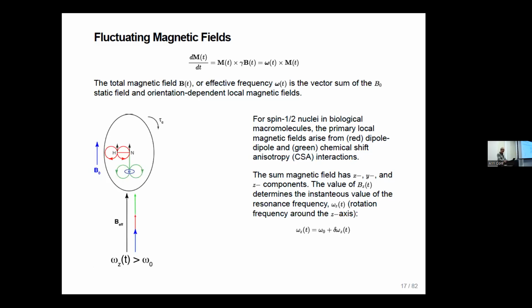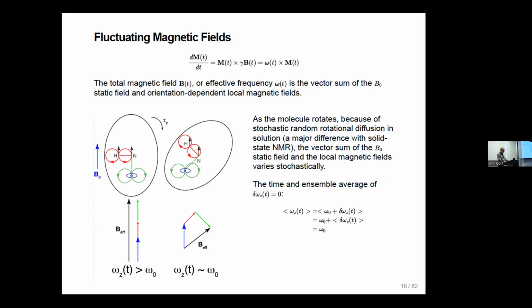But in solution, the molecule tumbles. I can then write that the instantaneous frequency is omega naught, the Larmor frequency, plus a difference frequency, delta omega z. I can always do that. A little while later, in solution, the molecule rotates. And if the molecule is rigid, which we'll assume for the time being, then the orientation, for example, of the NH vector will have changed.